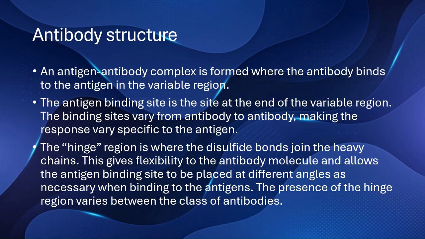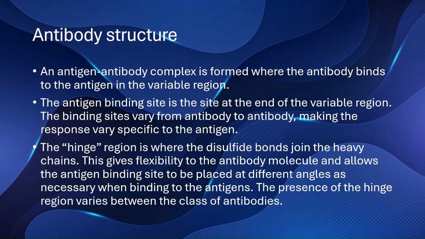So an antigen-antibody complex is formed when an antibody binds to the antigen in the variable region. The antigen binding site is the site at the end of the variable region. The binding sites vary from antibody to antibody, making the response very specific to the antigen.